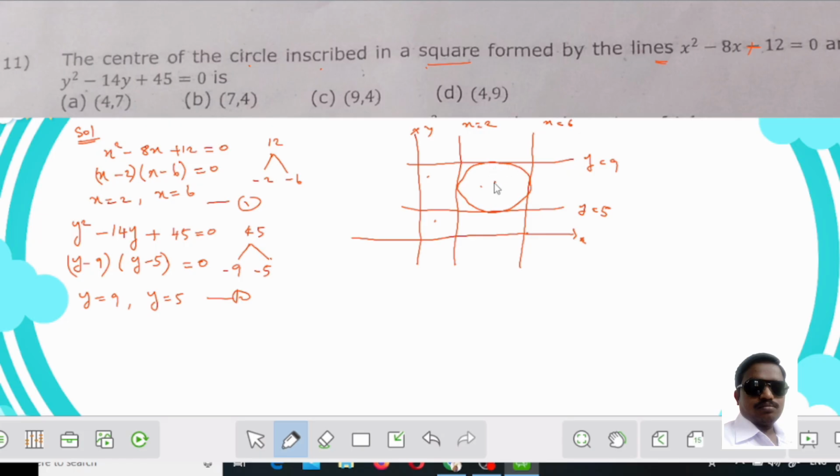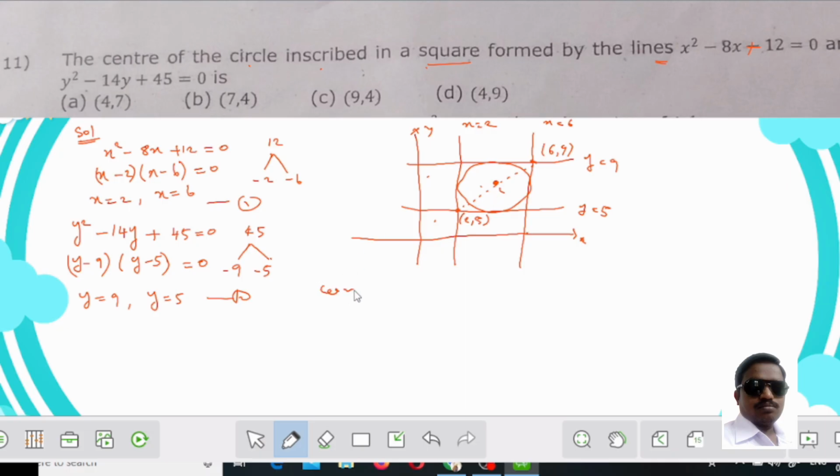Now we need to find out the center of the circle. See, look at the picture. The x coordinate of this point is x equal to 6. The y coordinate of this point is 9, so 6 comma 9. Now you consider this point. The x coordinate of this point is x equal to 2. The y coordinate of this point is 5, so 2 comma 5. Look at the picture. The center will be the midpoint of this diagonal. So that means the midpoint of these two points.